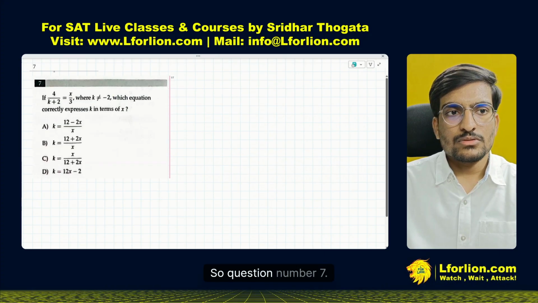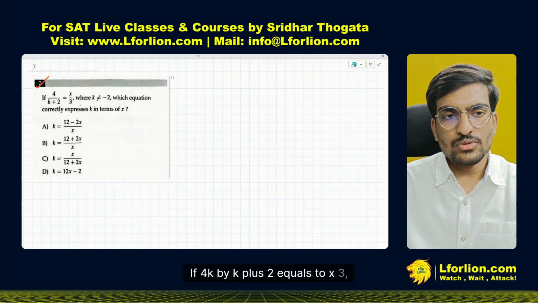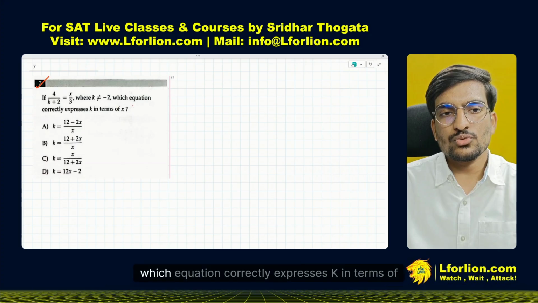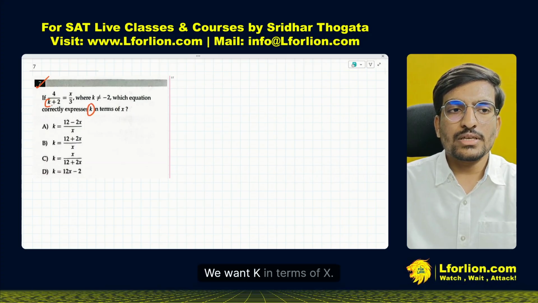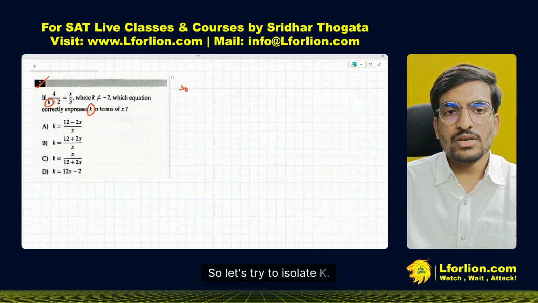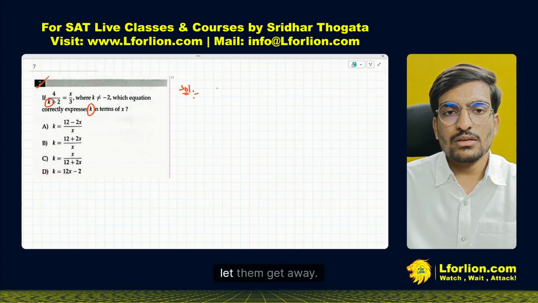That's it. So question number 7. If 4 by (k plus 2) equals x by 3, where k is not equal to negative 2, which equation correctly expresses k in terms of x? We want k in terms of x. So let's try to isolate k. Let's get rid of the things which are close to k.